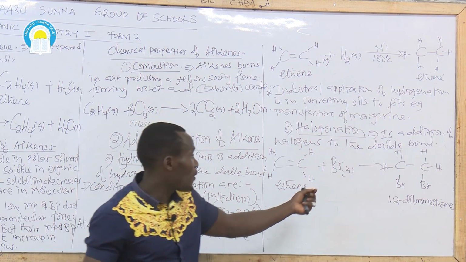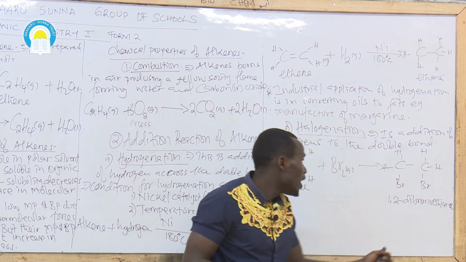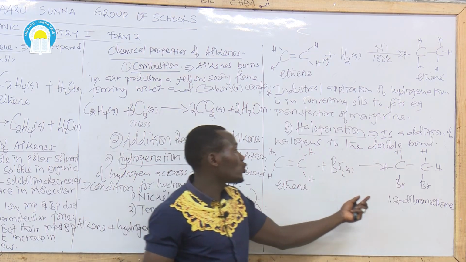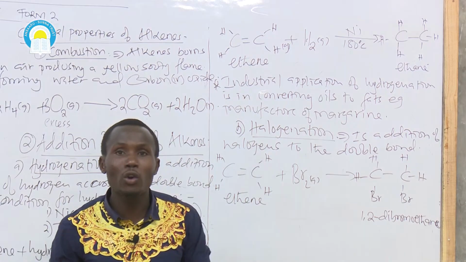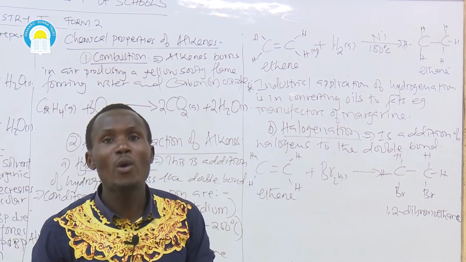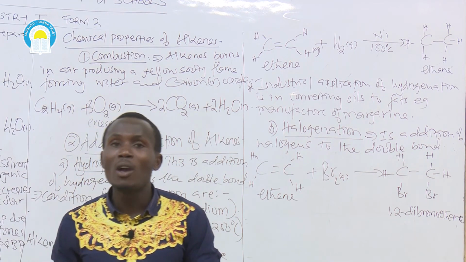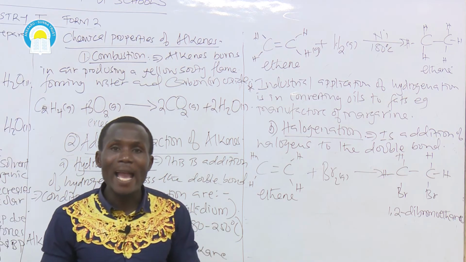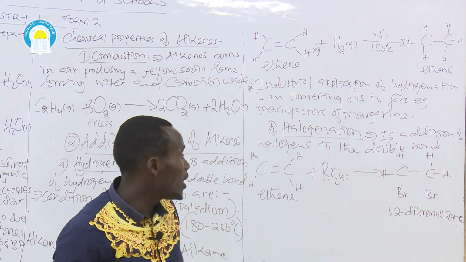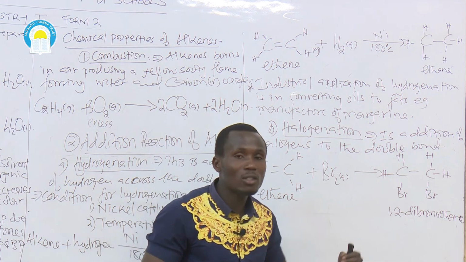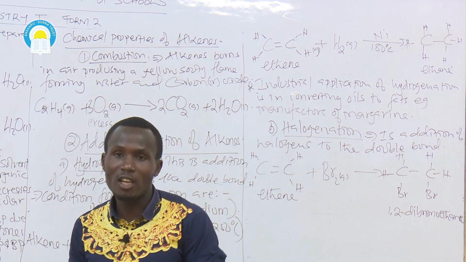So here we have added bromine molecules. We get 1,2-dibromoethane. If we use chlorine, we are going to get 1,2-dichloroethane. A similar reaction will also take place if we use iodine. Iodine will give 1,2-diiodoethane. We are only adding either chlorine molecules, bromine molecules or iodine molecules to the structure.